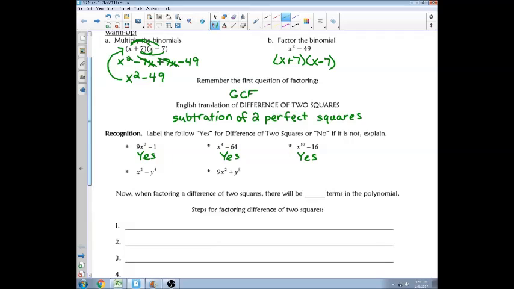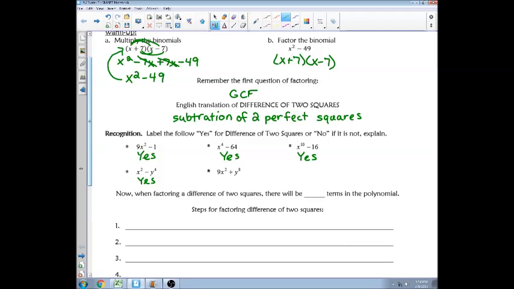The next one is x squared minus, not 7, x squared minus y to the 4th. Obviously, x squared is a perfect square. Y to the 4th, I can use y squared times y squared. So this is as well the difference of two squares.